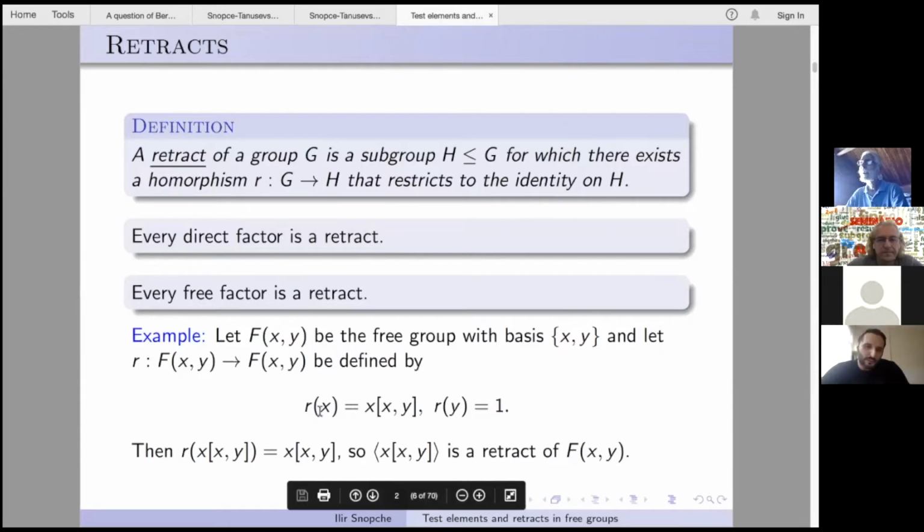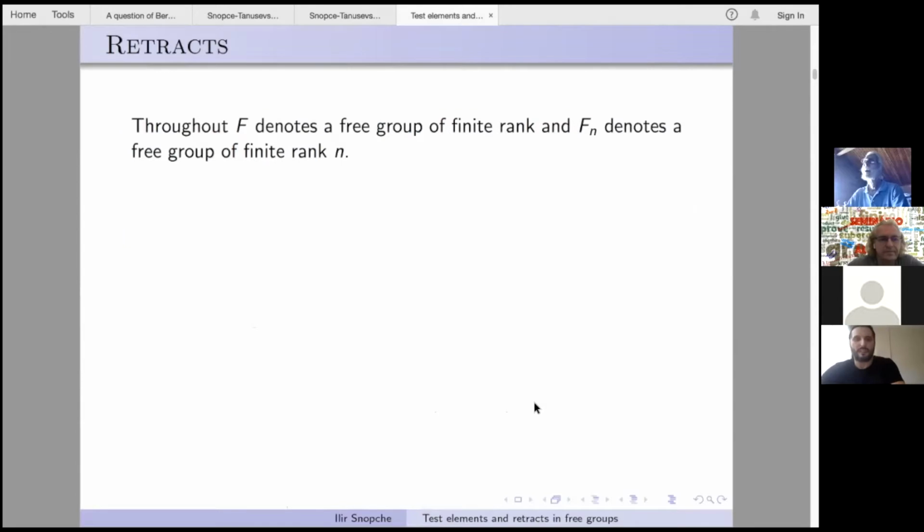Let us just spend a few seconds here. What do we have? We send x to x times the commutator of x and y. But this commutator of x and y belongs where? To the normal subgroup generated by y. And we send R of y equal to 1. One can use this idea to describe all the retracts in free groups. Before stating a proposition that will show this, let me just say that throughout this talk, F denotes a free group of finite rank, and F_n denotes a free group of finite rank n.